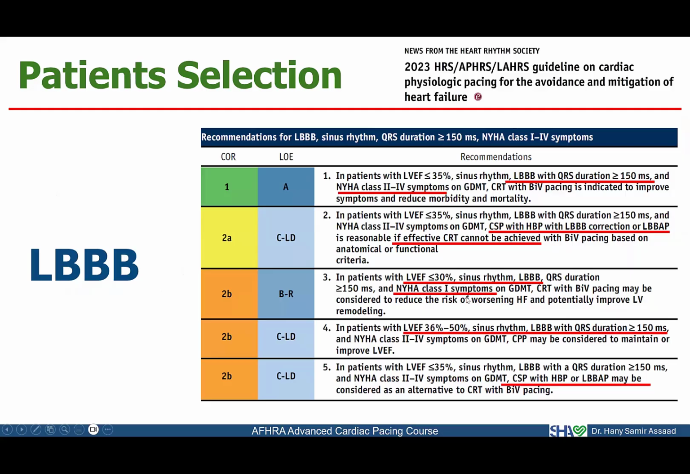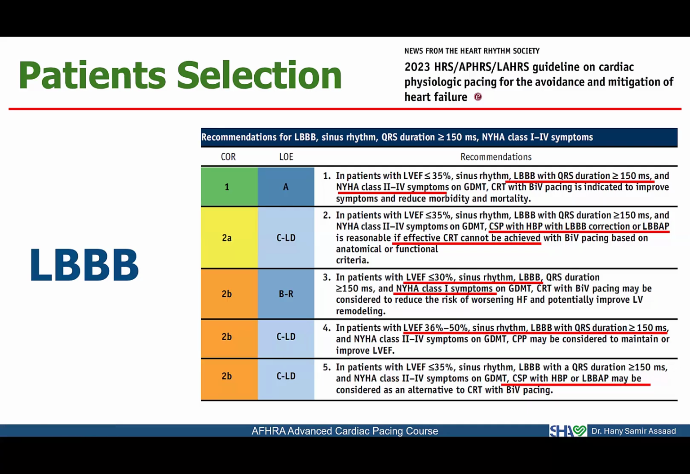biventricular pacing in patients with fewer indications or fewer symptoms, like those who have NYHA class 1, not 2 to 4, but having an ejection fraction less than 30%. So these have a 2B indication. The same goes as a 2B indication for those having an ejection fraction of more than 35, less than 50, in a sinus rhythm showing left bundle branch morphology with a duration of more than 150, and CSP may be considered to maintain and improve the LV ejection fraction.